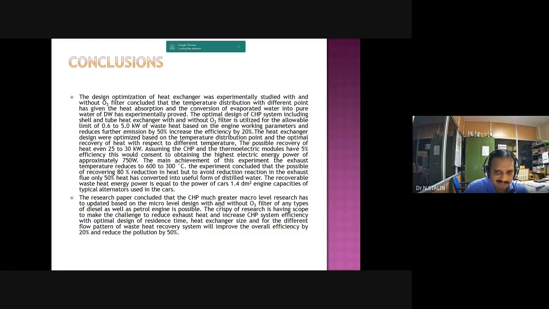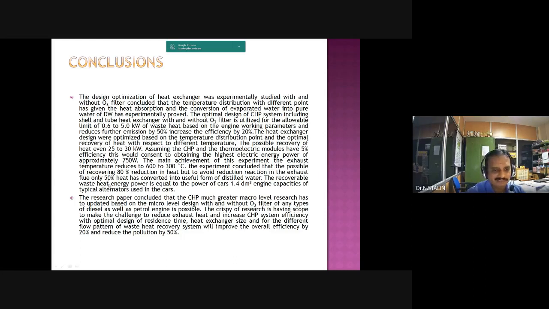The scope of the research is to take up the challenge of reducing exhaust heat and increasing CHP system efficiency with an optimal design of residence time. Heat exchanger size for different flow patterns of the waste heat recovery system will improve the overall efficiency by 20% and reduce pollution by 50%. So thank you for your opportunity.